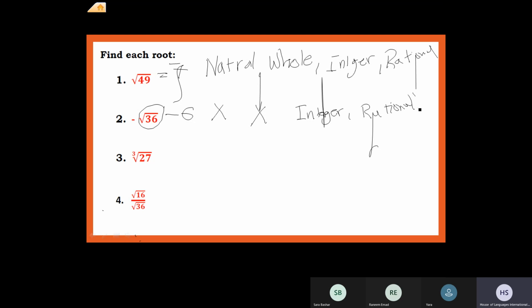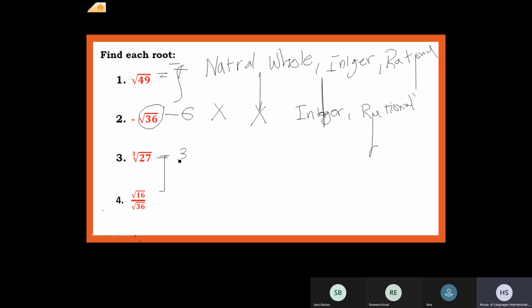Now here, cubic root. What do I mean by cubic root? Multiplying 3 times. Now, cubic root of 27. A number that, when I multiply it 3 times, I get 27. Let's try number 2. 2 times 2, 4, times 2, 8. Let's try 3. 3 times 3 times 3 is 27. So the cubic root of 27 is 3.